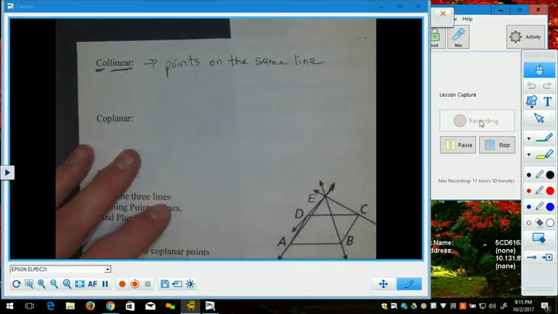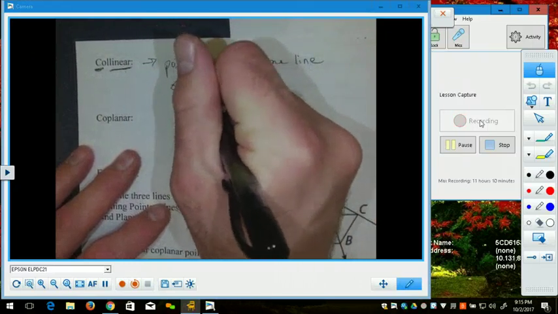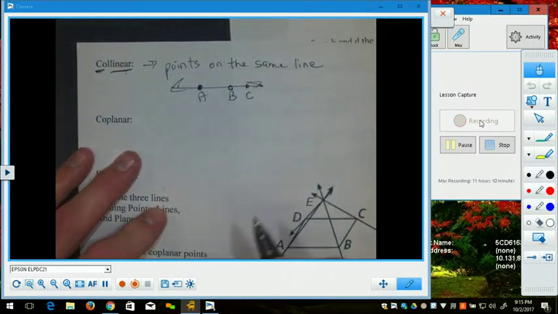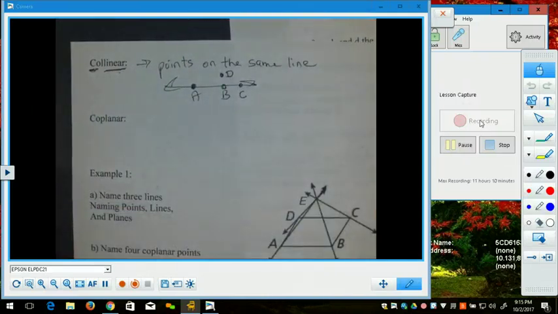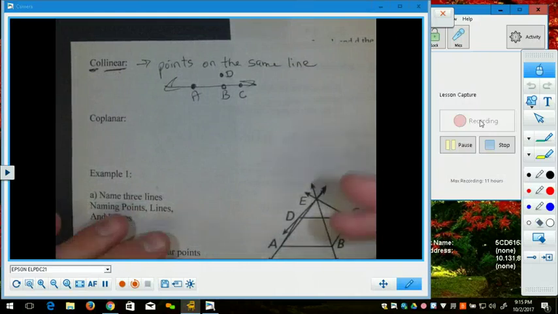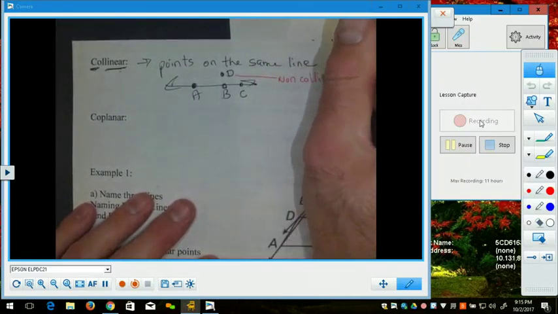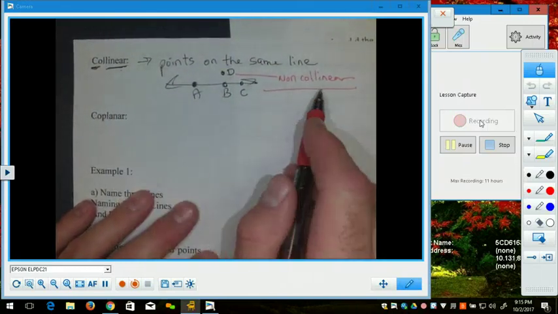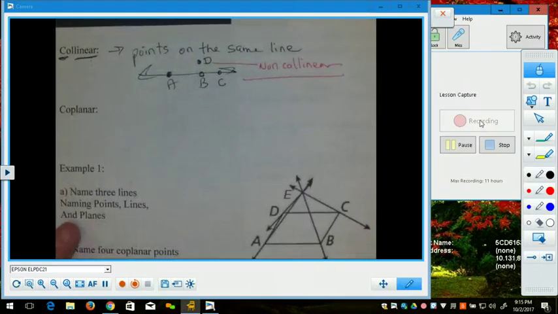So collinear means on the same line. So here we have points A and B, and C are collinear. Point D is non-collinear with A, B, and C. So collinear meaning on the same line, non-collinear meaning not on the same line.